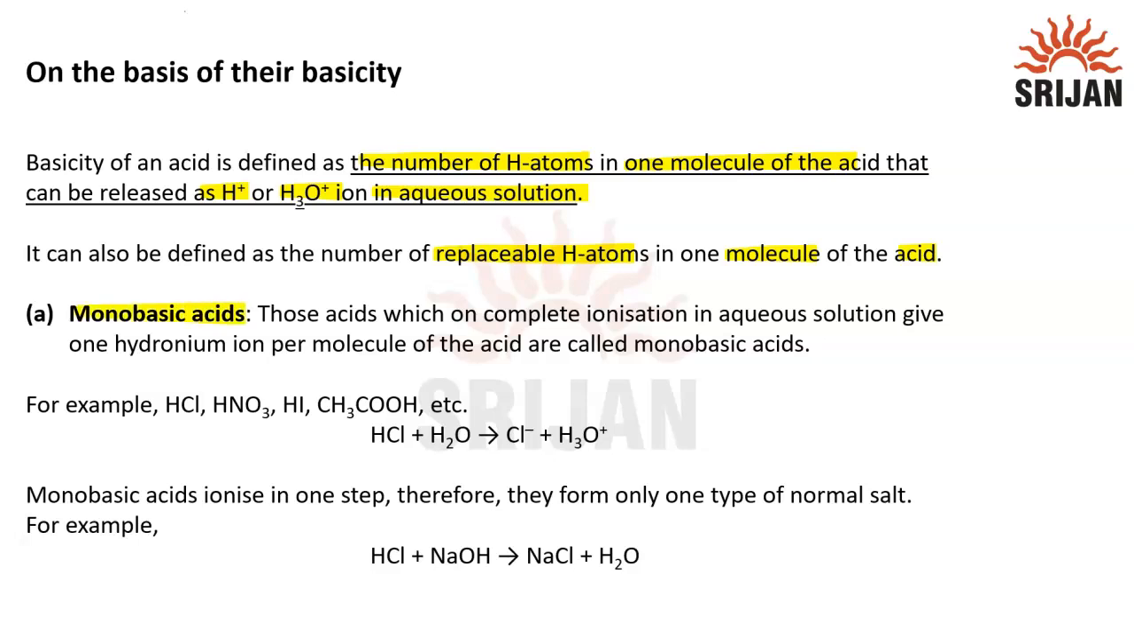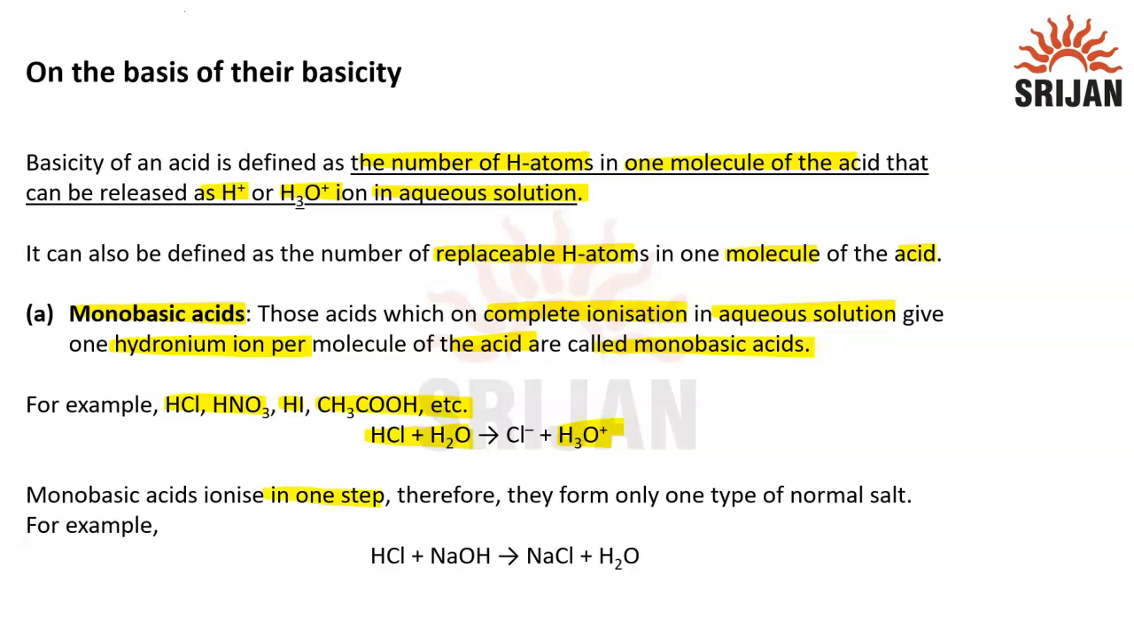The first is monobasic acid. The word mono means one. So those acids which on complete ionization in aqueous solution give only one hydronium ion or H positive ion per molecule of the acid are called monobasic acids. For example, we have HCl, HNO3, CH3COOH, etc. On dissolving them in aqueous solution, they produce one H positive ion, which reacts with water to give us the hydronium ion, H3O positive.